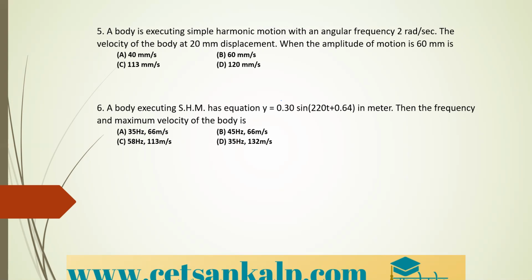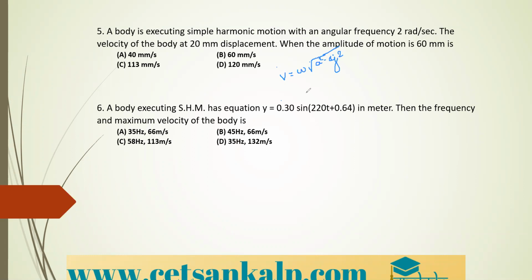So here what all values have they given? They have given you the amplitude value, the displacement value and the angular frequency. So the simple thing is you need to calculate only the speed. Here you can use the equation: we know that velocity is equal to omega root of a square minus y square.